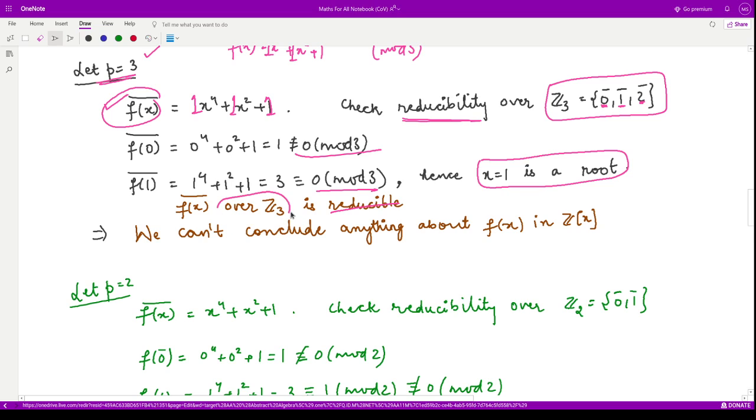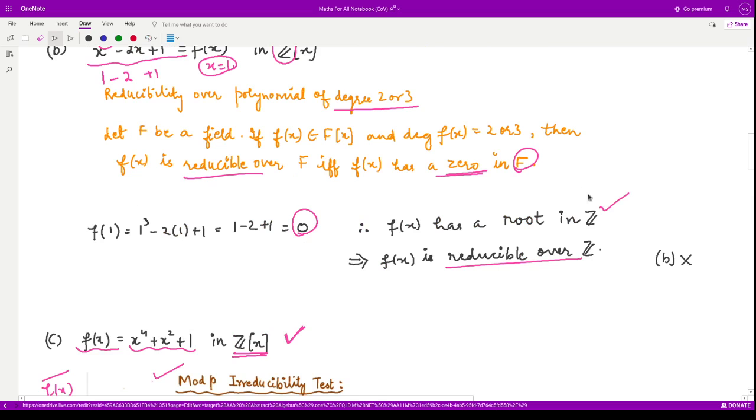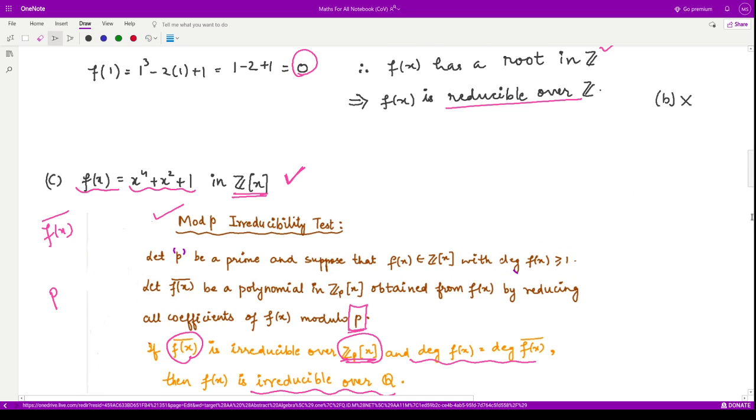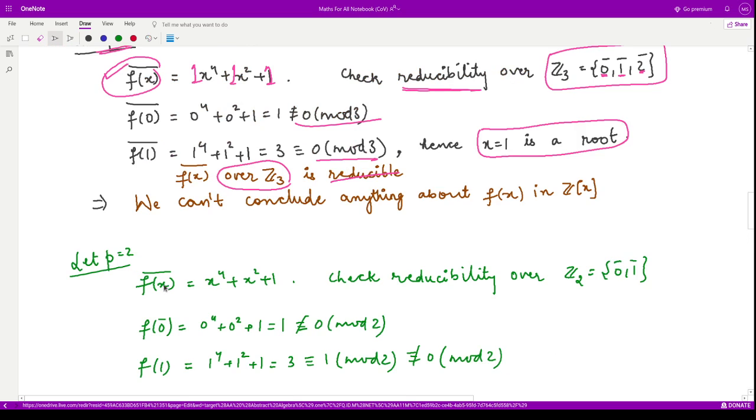But now this polynomial is reducible, but we were looking for some P for which the reduced polynomial is irreducible, right? So this P won't work. We have to look for another P.